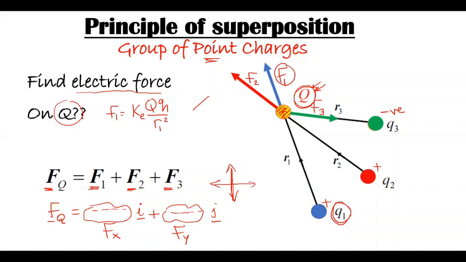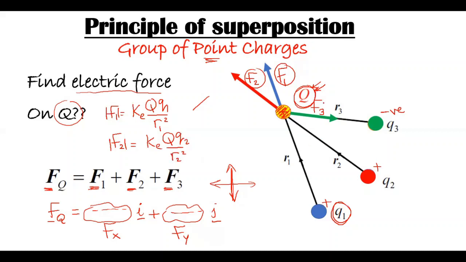The same way can be done to calculate F2 as a magnitude, not vector. I'm not going to put a dash here. I am just calculating the magnitude of F1. The magnitude of F2 will be Ke Q. This force exists between the big Q and the red Q2. So I'm going to multiply Q times Q2 and divide by the distance squared, and so on.